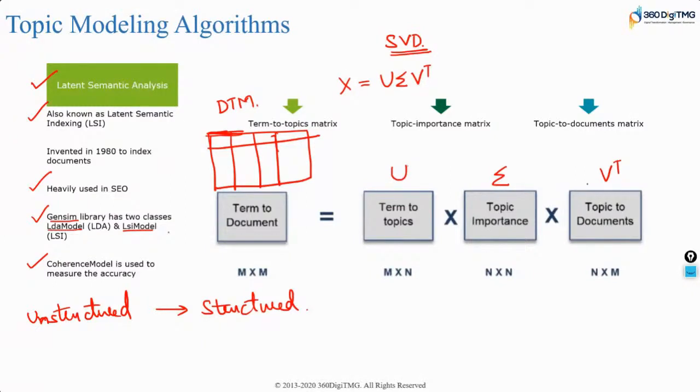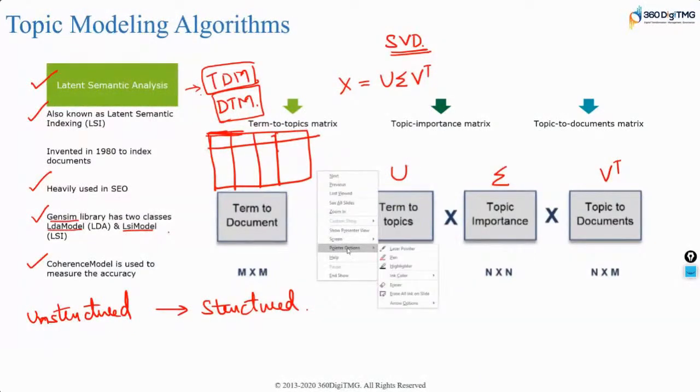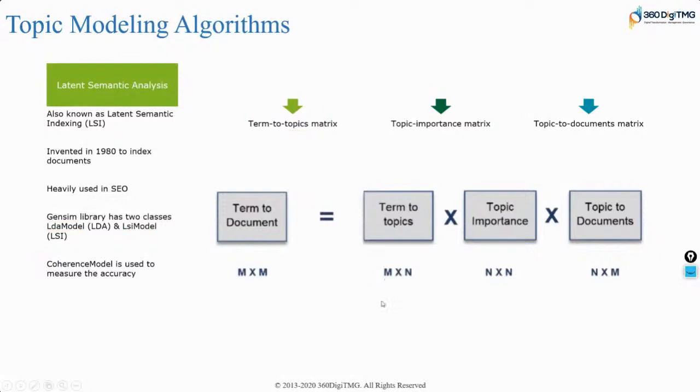U sigma V transpose. So from unstructured data, when you convert your data to structured format, you resort to a document term matrix or a term document matrix. If it's a term document matrix, how would it look? Terms will be on rows, documents will be on columns. Sorry, let me take back that word, not x-axis: terms will be on rows, documents will be on columns.